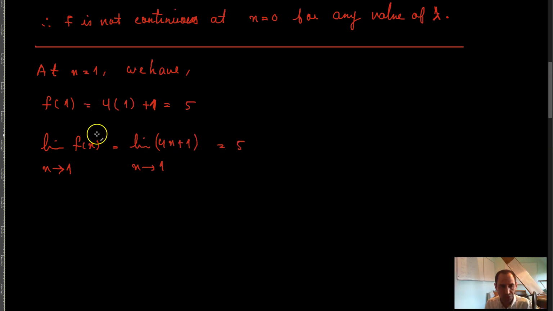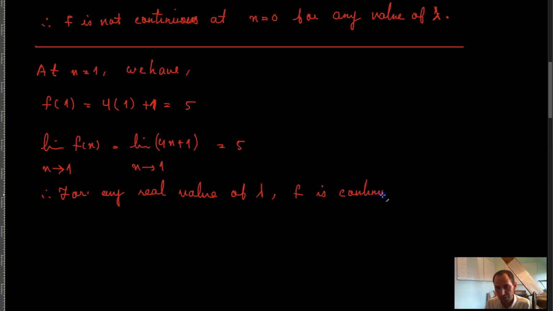And therefore you can say that for any real value of lambda, f is continuous at x is equal to 1.